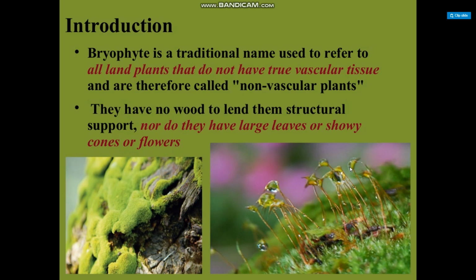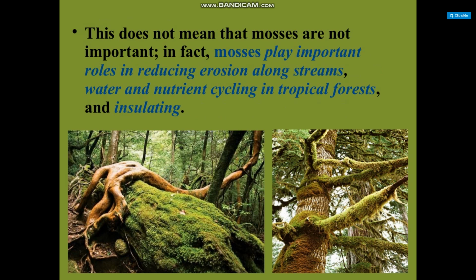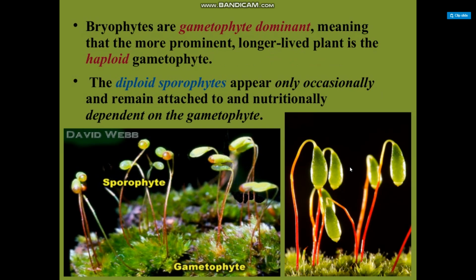So they have no roots to lend them structural support, nor do they have large leaves and showy cones and flowers. This doesn't mean that mosses are not important. In fact, mosses play important roles in reducing erosion, along streams, and in water and nutrient cycles in tropical forests, and as insulation. So bryophytes are gametophyte dominant, meaning that the more prominent, longer-lived plant is the haploid gametophyte, and the diploid sporophyte appears only occasionally and remains attached to and nutritionally dependent on the gametophyte.